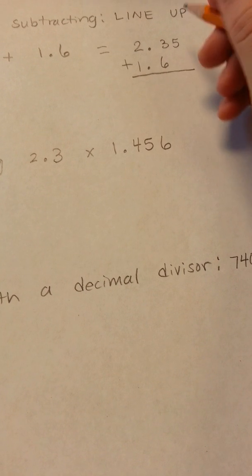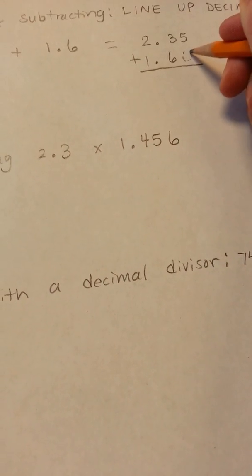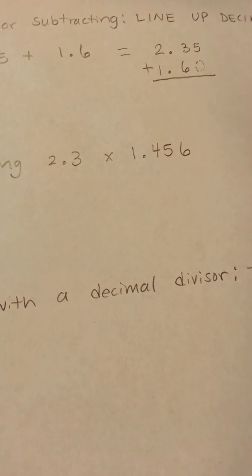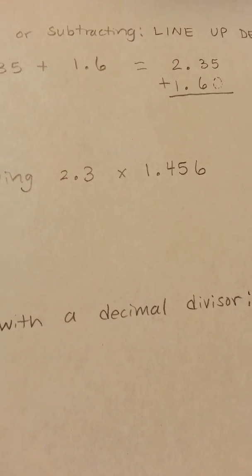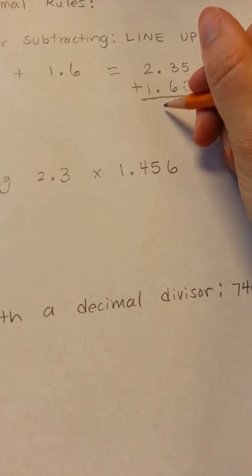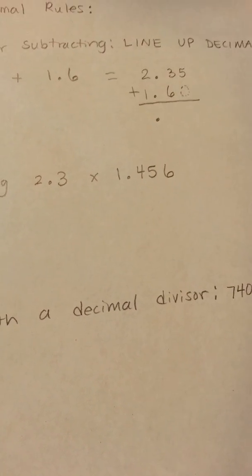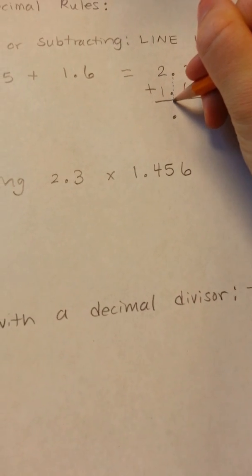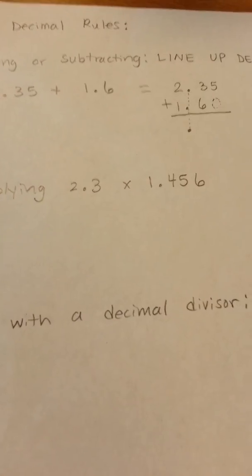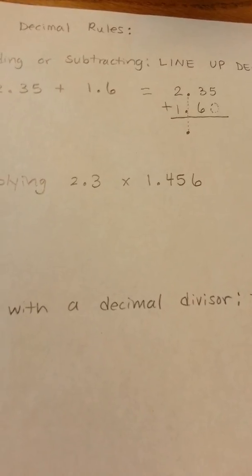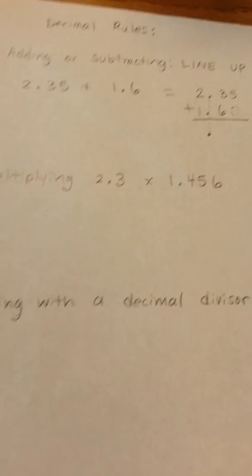Now, as you can see, I have an empty seat right here. So what I would suggest doing is placing a little 0 right there to help keep your numbers lined up. In your solution, your sum, your decimal will go right here because they're all going to stay right in line anytime you add or subtract with decimals.